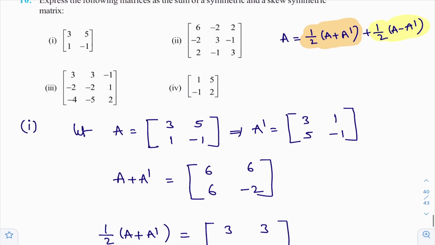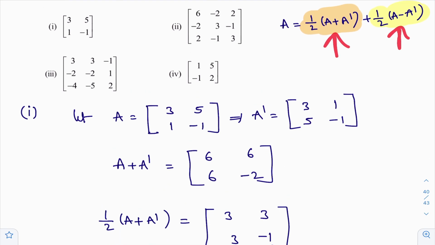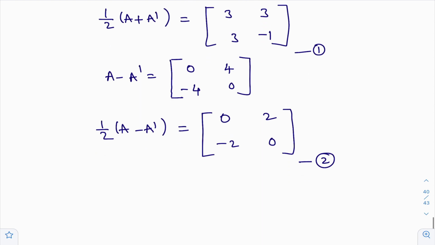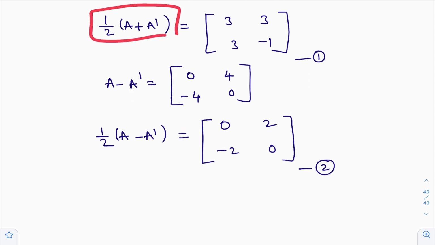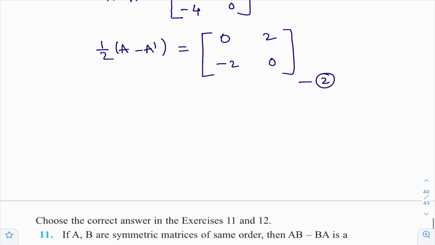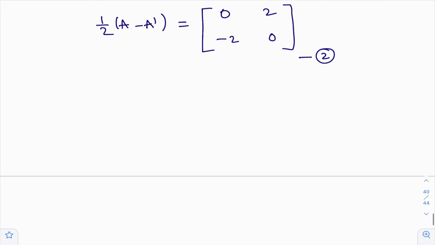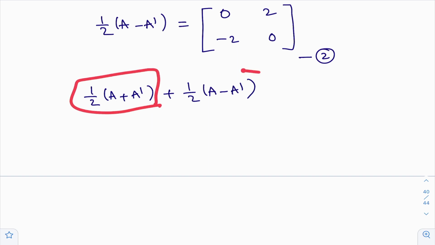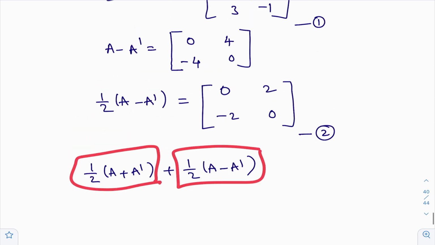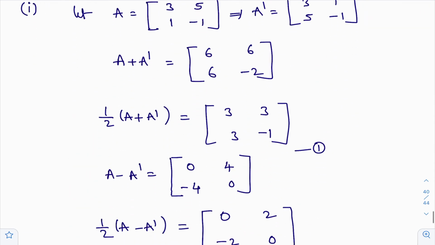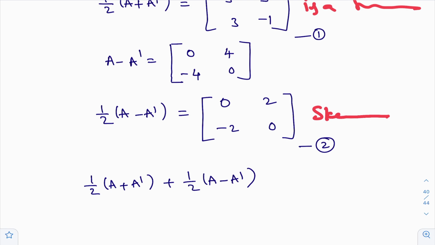See, what did I do? I calculated half into A plus A dash. Second, I calculated half into A minus A dash. So now what will I do? I'll add these two matrices. Half into A plus A dash plus half into A minus A dash. What point do you need to know? What is this? It is a symmetric matrix. What is this? This is a skew symmetric matrix. Better you write here, half into A plus A dash is a symmetric matrix. Half into A minus A dash is a skew symmetric matrix.